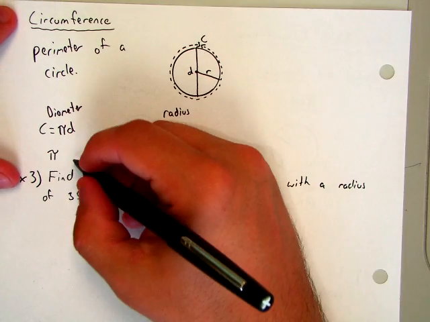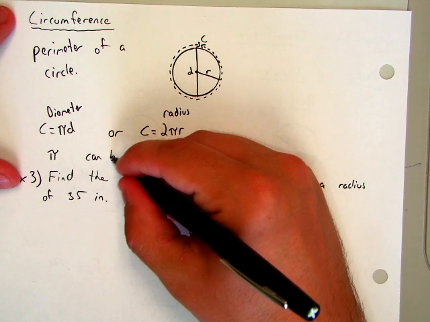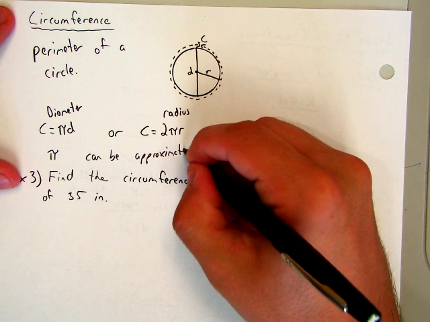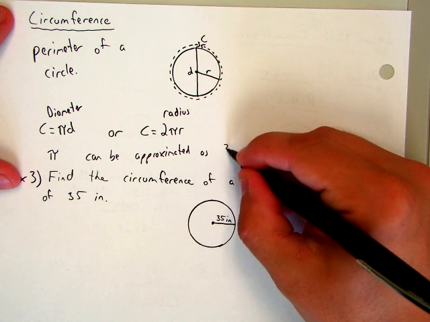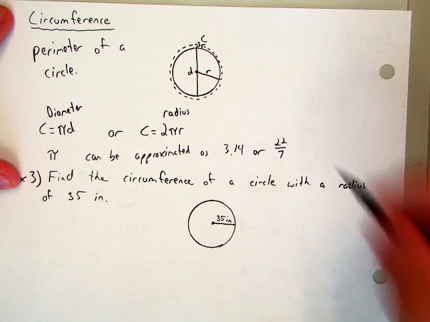Now when it comes to pi, it can be approximated as 3.14 or 22 over 7.